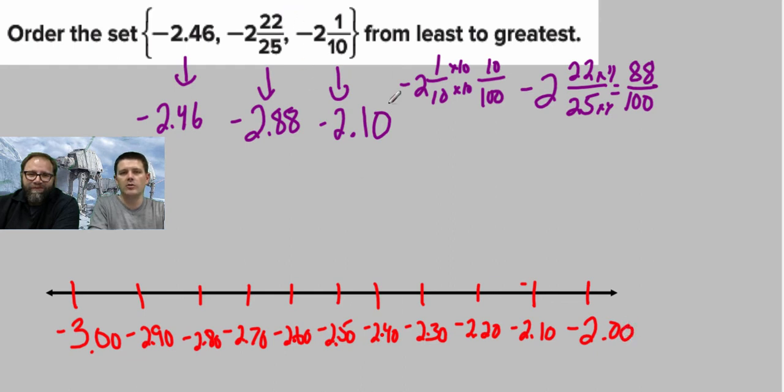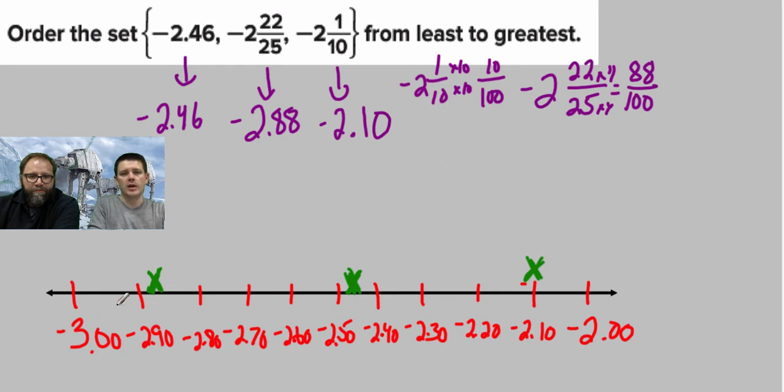And now we're going to place these. Here's the easy one, negative 2 and 1/10. That one's right there on my perfect number line. Negative 2.88. Well, that's going to be between 80 and 90. It's going to be closer to the 90 area here. So I'm going to estimate it to be about there. And then negative 2.46. That's between my 40 and my 50, a little over halfway. So again, you're just kind of estimating where they're going to fall on the number line.